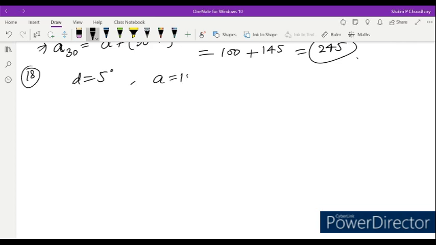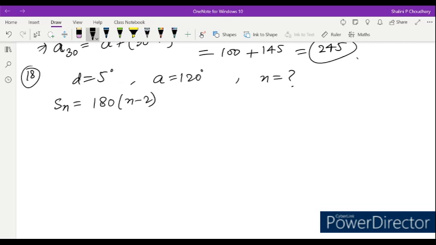The first term will be 120 degree. And the difference between any two consecutive interior angles is 5 degree. That means the first will be 120 degree, second will be 125 degree, third will be 130 degree. Okay, it will go like this. So what we have to find out? We have to find out the number of sides of the polygon. If there are n sides, what we have to find out? N, number of sides. So Sn will be equal to 180 into n minus 2. This is the formula.